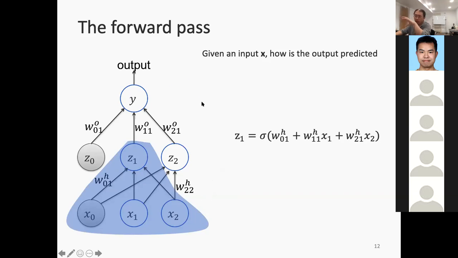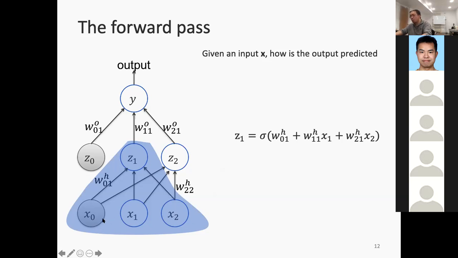So this procedure is called forward pass because we view the order from the input to the output as a forward order. You might connect it to back propagation. In back propagation, the computation order is from the output layer to the input layer. That's why it's called back propagation. Okay, so let us first do the forward pass.